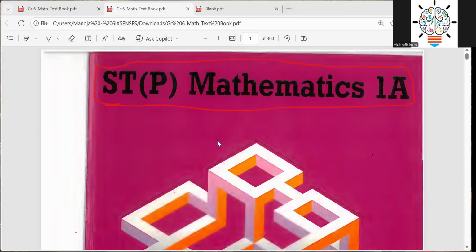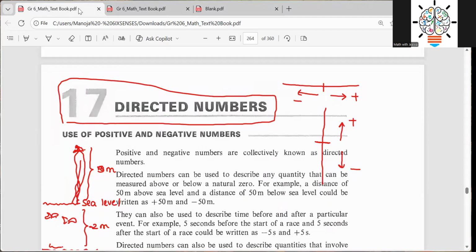Hello, grade 6 students. This is day 24 of STP Mathematics 1A lesson. Now, you have completed your term 1, and from January onwards, you will be having your term 2 content. The first topic you want to do in term 2 is directed numbers.